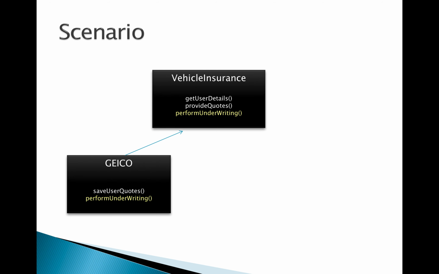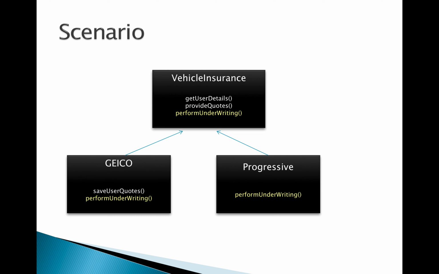What is different is the underwriting. The underwriting process will be different with each company, so that they give different quotes when you approach the company. So perform underwriting is a method which will be overridden by Geico, and they will provide their own implementation so that they can come up with better quotes. The same thing will be done by Progressive or Allstate or any other company. They have to override the perform underwriting method.